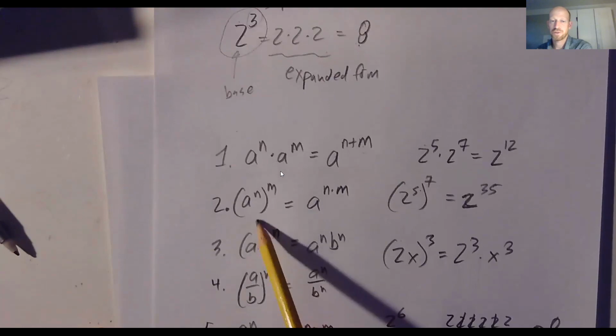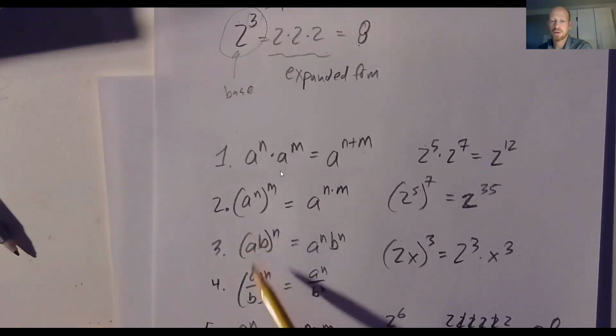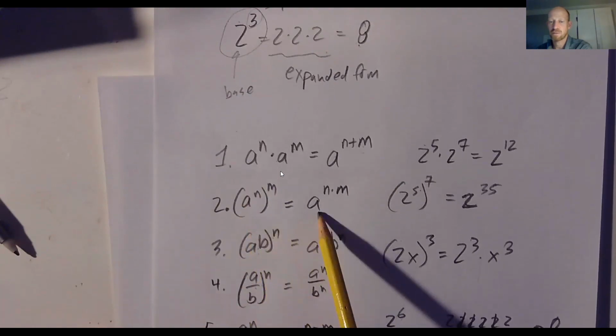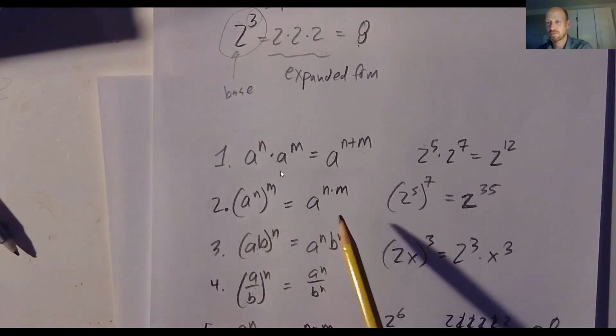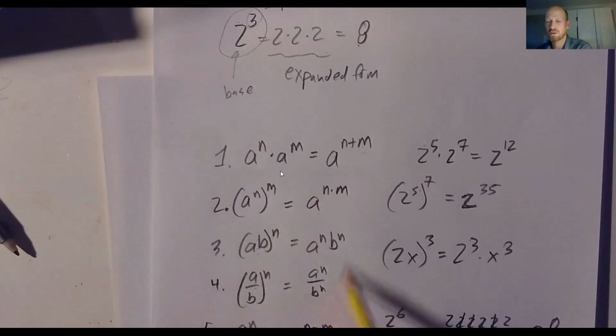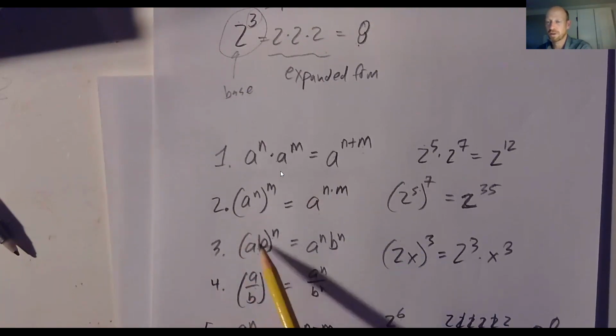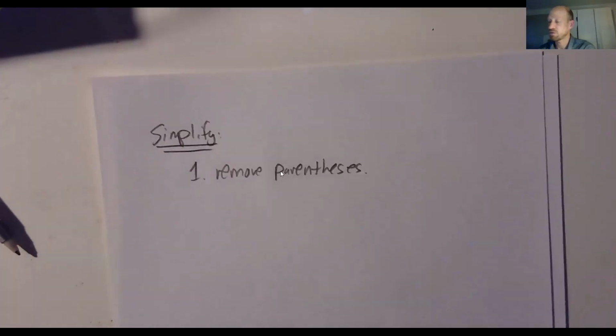I can see rule number 2 and 3 and 4 all take expressions that have parentheses and turn them into things that don't have parentheses. So these are simpler than what I started with. Okay. So those are the rules to get rid of the parentheses.